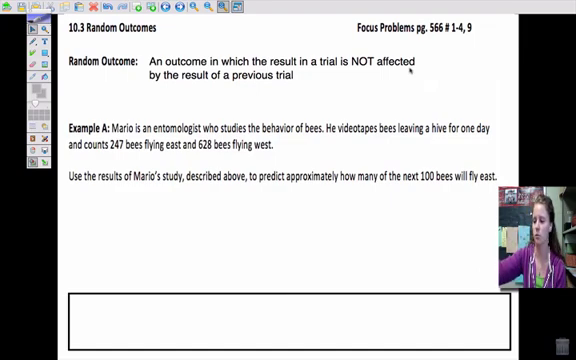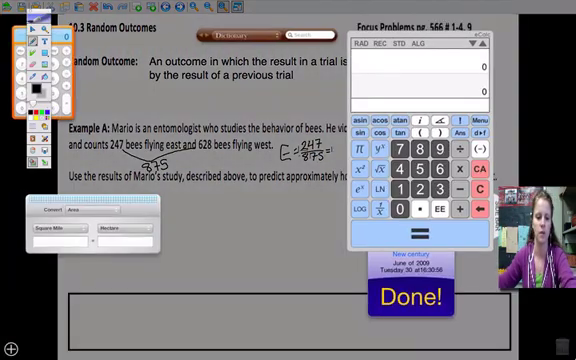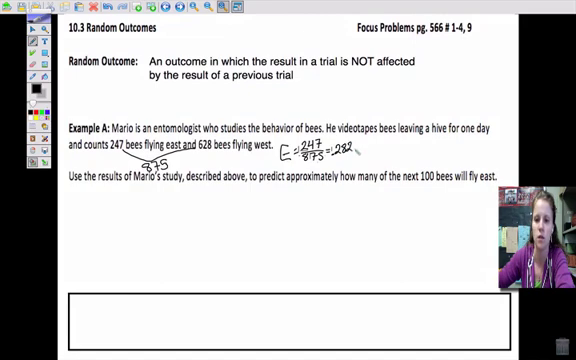So the experimental probability that the next bee is going to fly east. Let's calculate that. Well, first we need our total of bees. So 247 plus 628, he looked at 875 bees. So that's the total number of bees. So his experimental probability of bees flying east was 247 out of 875, which is 0.282 or 28%. We'll round there.